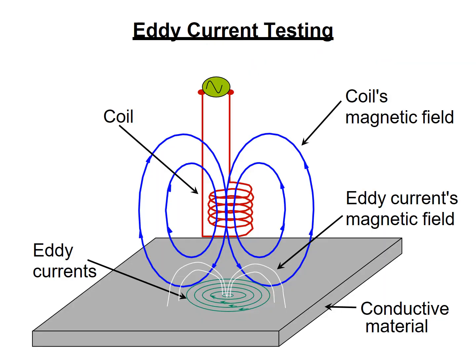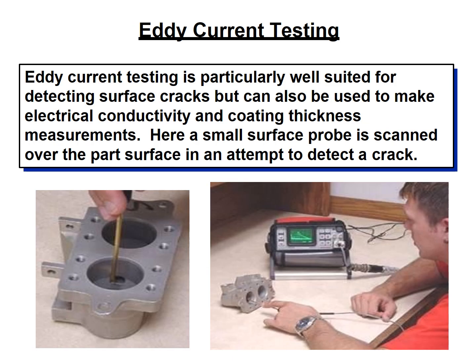There's another method called the eddy current testing method, in which an electronic coil's magnetic field is used to generate an eddy current field, but it can be used only on conductive materials. It can't be used on plastic materials, which are not able to produce eddy currents. Eddy current testing is particularly well suited for detecting surface cracks, but can also be used to make electrical conductivity and coating thickness measurements. Here a small surface probe is scanned over the part surface in an attempt to detect a crack.